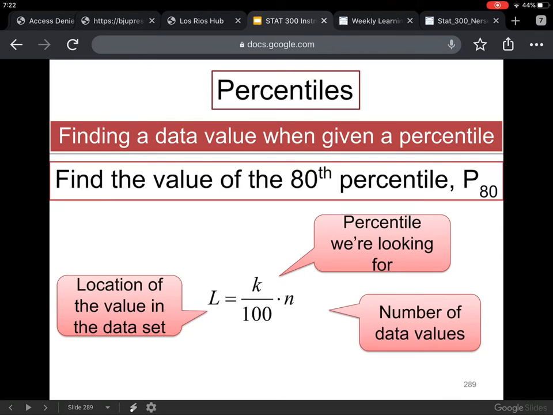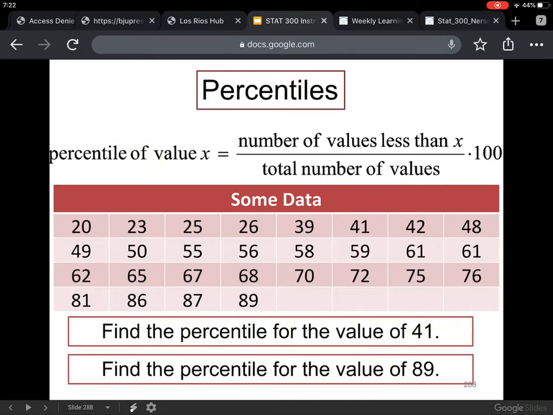There's a formula for this. The location of the value in the data set is given by k divided by 100, so the kth percentile, right? For the 80th percentile, k would be 80. 80 divided by 100 times the number of values. So it's like going through this data set. Remember, they have to be written in order. You're looking for 80% of the data points to be counted, and then the next number will be the 80th percentile, right? There are actually some nuances there about how to decide which number it actually is.